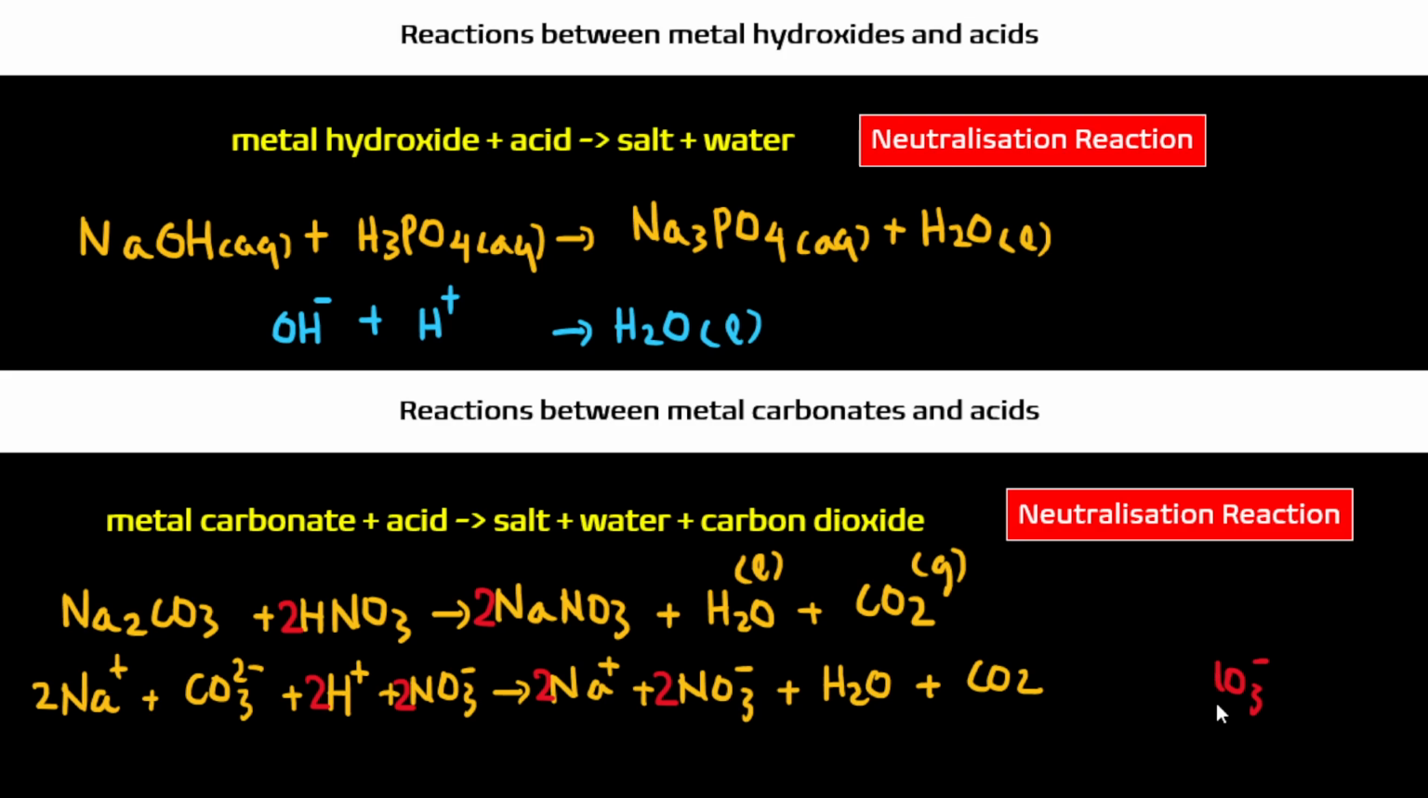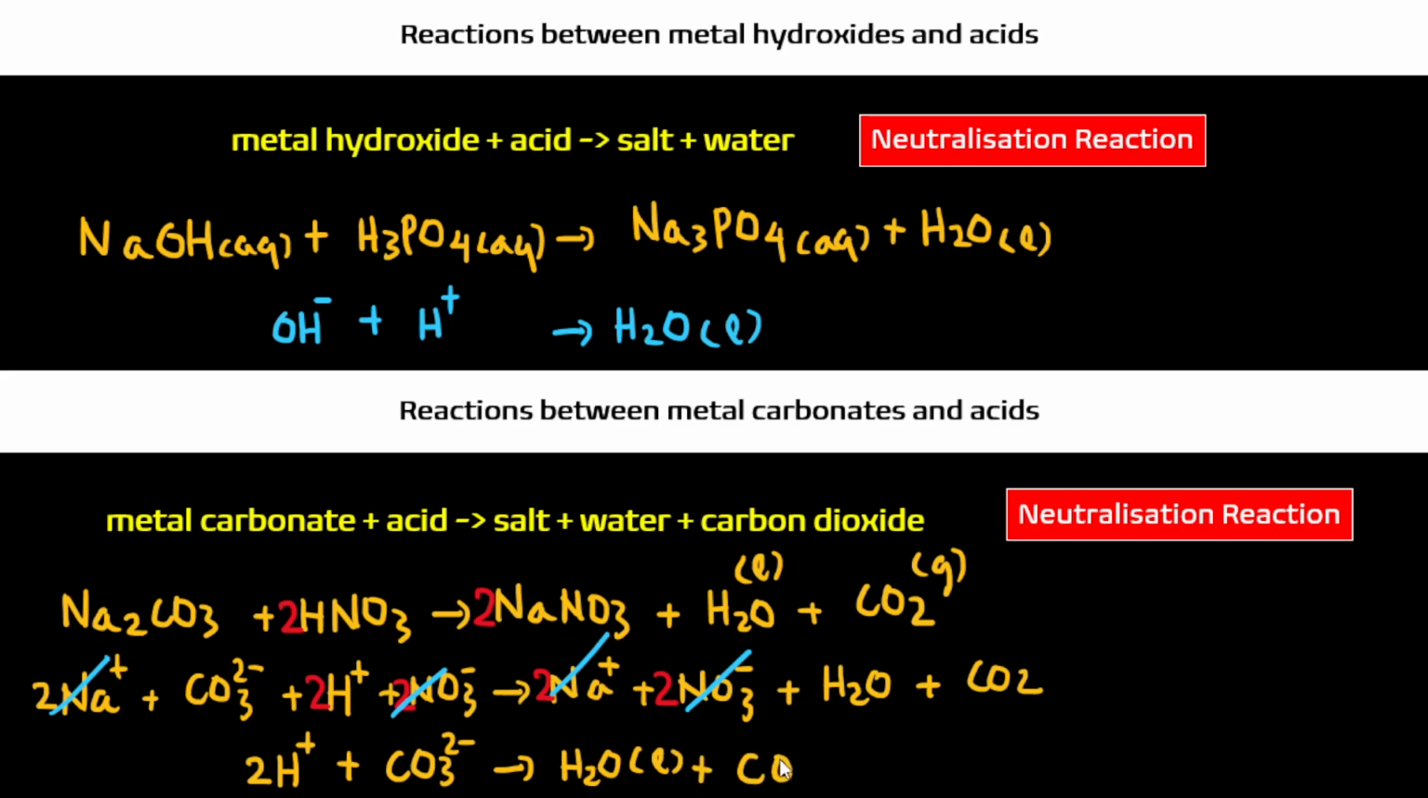All right? Okay. So let's remove the spectator ions as usual. We will be removing 2Na+, and we will be removing 2NO3- and 2NO3-. So the ionic equation that we are left with is 2H+ (aq) + CO3 2- (aq) will give us water (l) and carbon dioxide gas.